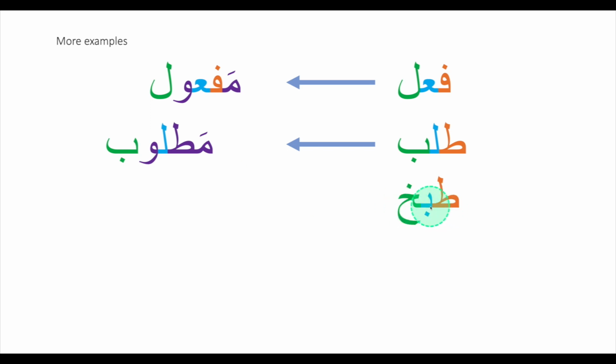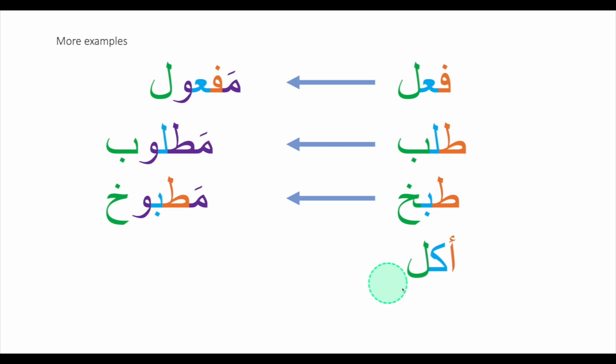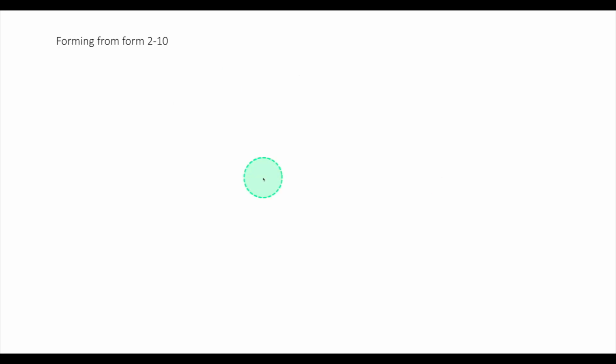طبخ, which means to cook. Do you want to give it a try? You could pause the video. And it is مطبوخ. أكل, and it becomes مأكول, eaten. So that's how you conjugate the passive out of the standard basic form. As simple as that, as easy as that.